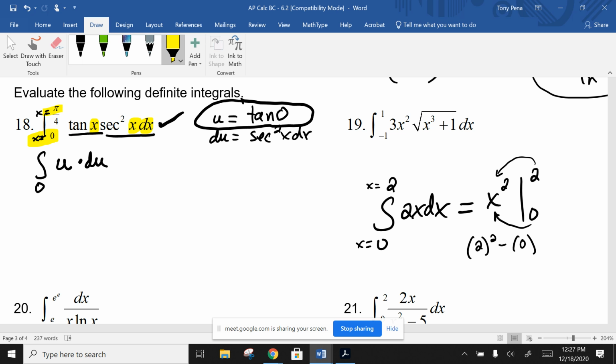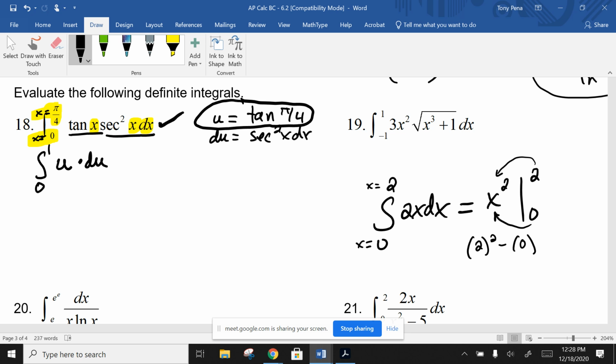But I need to do the same thing with my upper limit. My upper limit had an x value of pi over 4. So that means I need to go back into this equation here. And then where I had my x, I need to plug in the pi over 4. This one now does change. The tangent of pi over 4, that's our root 2 over 2's, and we're dividing them. So root 2 over 2 divided by root 2 over 2 is a 1.